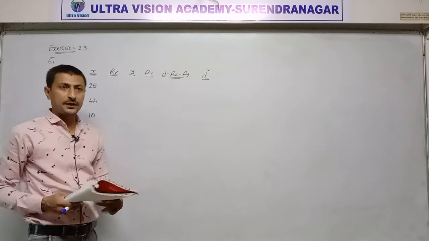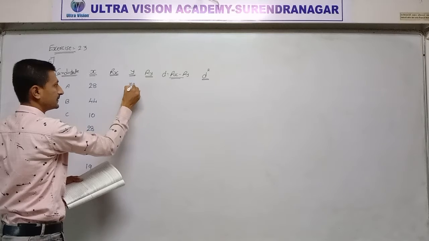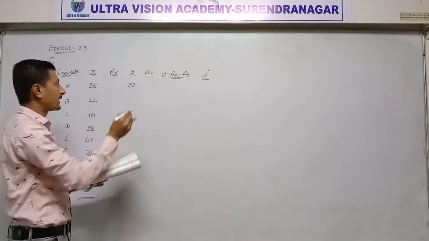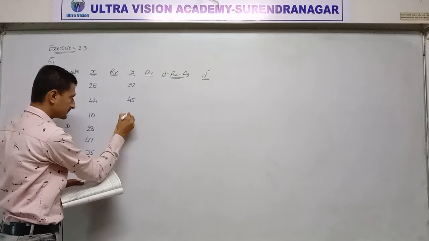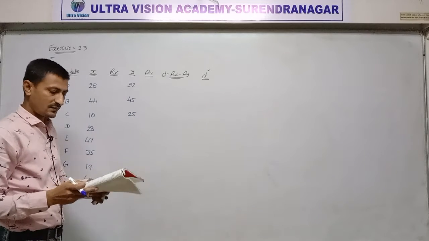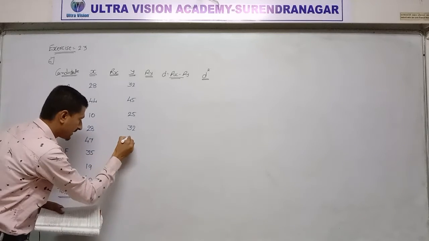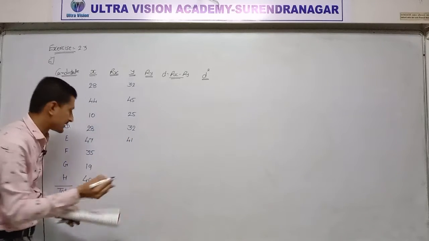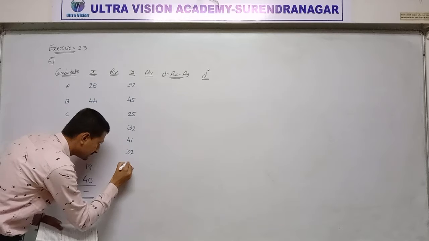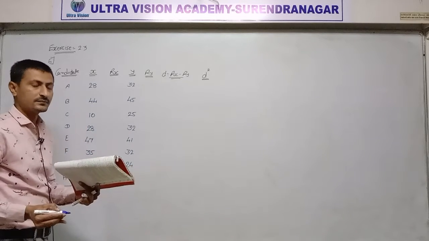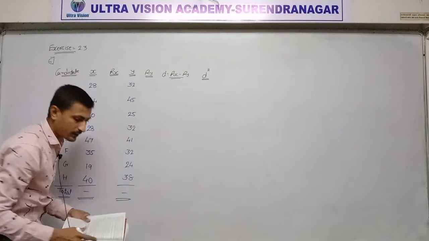Marks by the second interviewer are considered variable Y: 32, next 45, next 25, next 32, next 41, next 32, next 24, and last is 38.